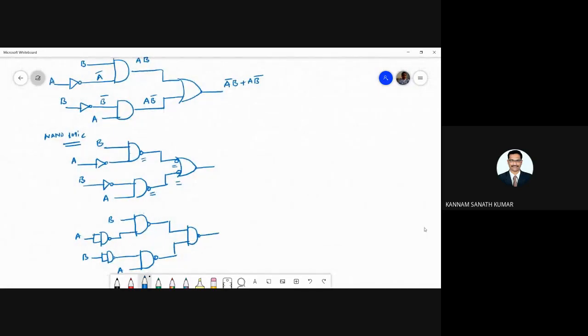If it is a NOR gate, NOR realization, NOR logic. So what you should do? Wherever you have the AND gate, you have to add the bubble at the input side. Wherever you see the OR gate, you have to add the bubble at the output side. Okay, so same thing I am doing.